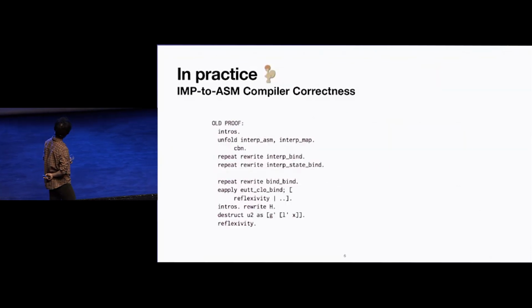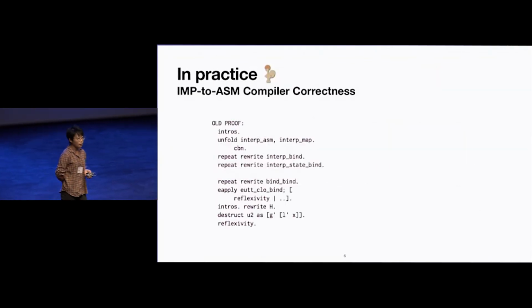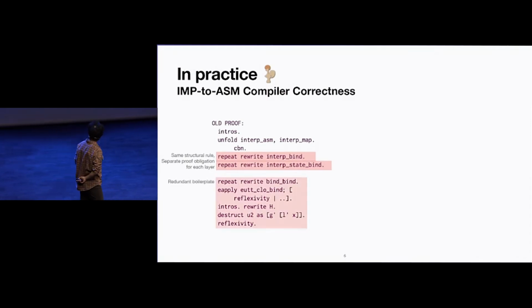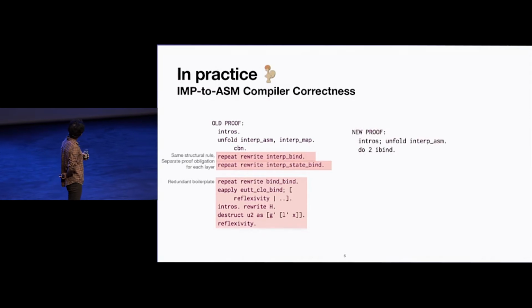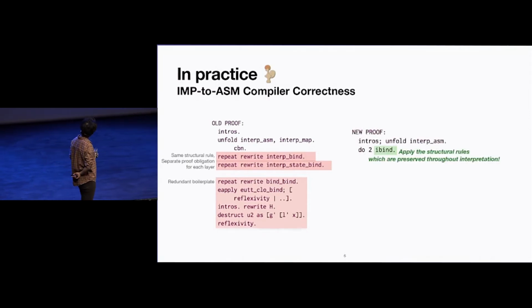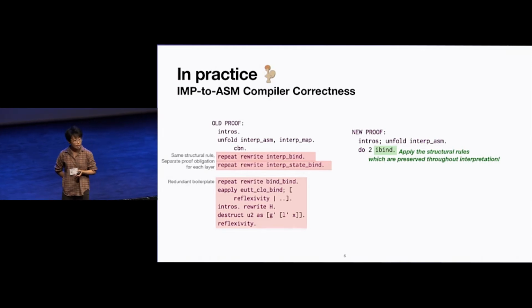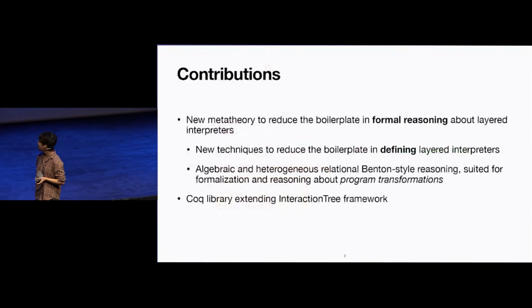extraneous words. So in practice, what this has looked like, in our case study, we've done a simple imperative language to assembly language compiler correctness proof, and in the middle of our proof, we've identified that we've had to continuously apply the same structural rules, but at different layers, which incurs different proof obligations at each layer, and also redundant boilerplate, whereas the key idea is that in our new proof, we can actually identify the structural rules which are preserved throughout interpretation, and we develop the necessary meta theory to do this.